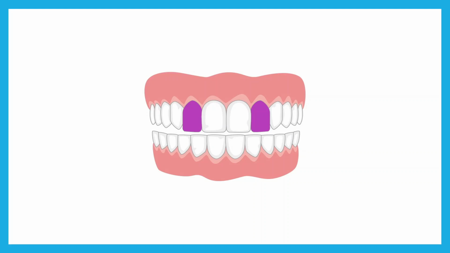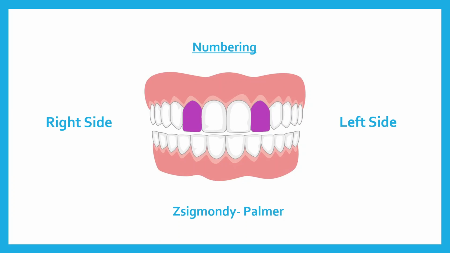The maxillary lateral incisor is the second tooth from the midline. There are two maxillary lateral incisors. Each one of them is bordered medially by a central incisor and distally by a canine. In the Palmer notation system, they are upper right tooth number 2 and upper left tooth number 2. In the universal system, they are tooth number 7 and tooth number 10. And in the FDI system, they are tooth number 12 and tooth number 22.